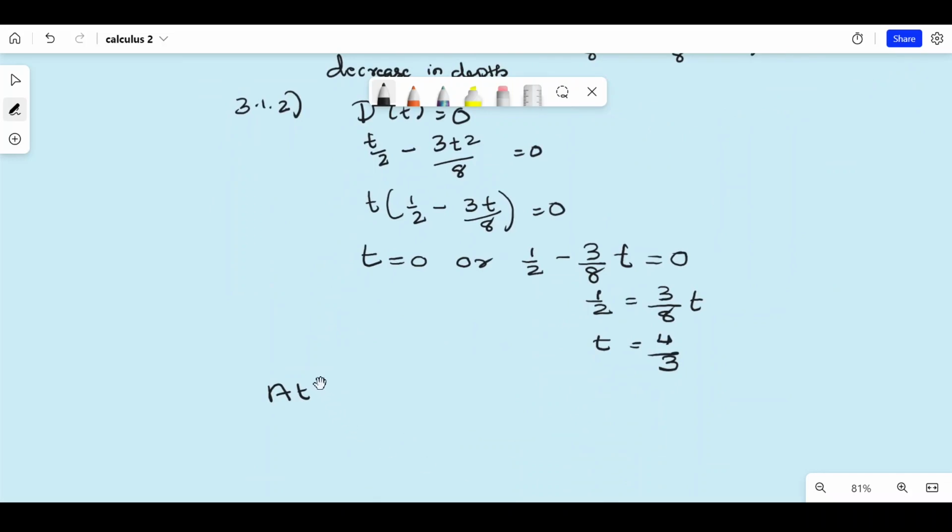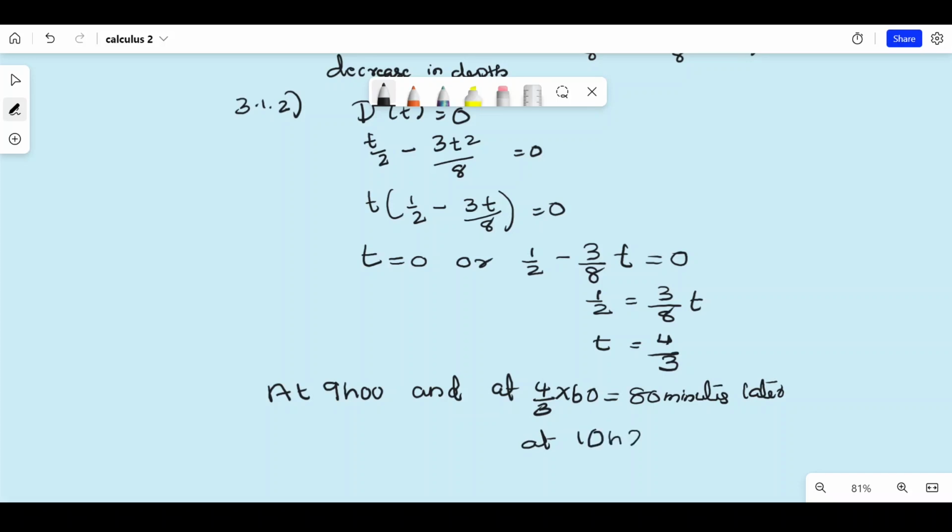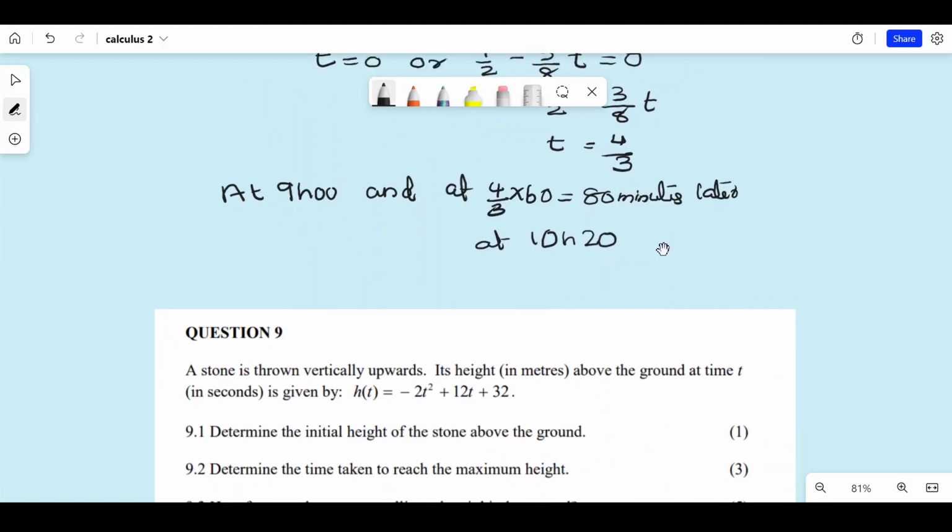So you can write the final answer as at 9 hours and at 4 over 3 times 60, that is after 80 minutes later. From 9 to 80 minutes later means at 10:20, 10 hours 20 minutes. This is the answer to that question. Let's go to another question now.